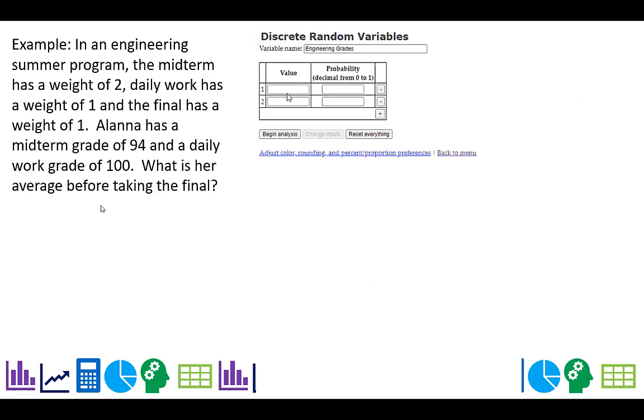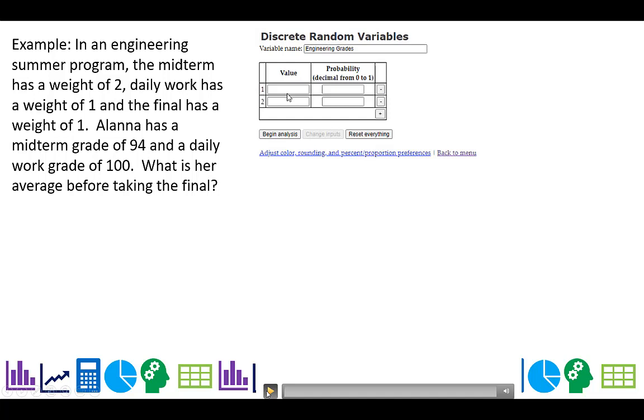So another thing we can do is look at weighted averages when the weights don't add up to 1, in the sense of, these aren't decimals. So we have a midterm here that has a weight of 2, and the daily work has a weight of 1, and the final has a weight of 1. What we're trying to figure out here is what is her average before taking the final. So we only have 2 grades to look at, so I won't have to add any rows there.